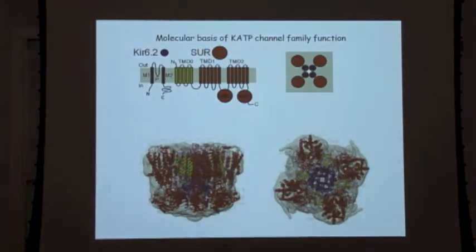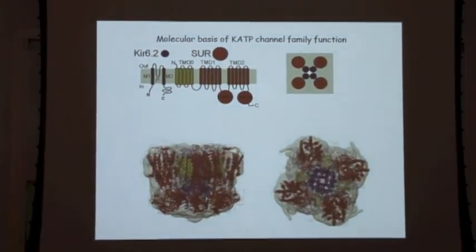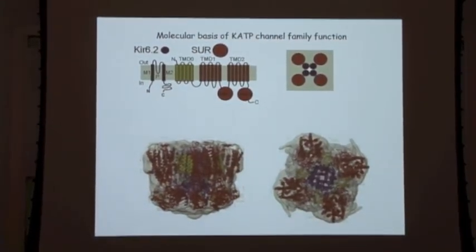So in 2 slides, I'm going to give you a summary of everything we know, which is what half my lab has been working on for 20 years, on the molecular basis of KATP channel function. We know that these channels are formed as octameric complexes consisting of 4 Kir6 subunits, each one of which is associated with a sulfonylurea receptor protein.